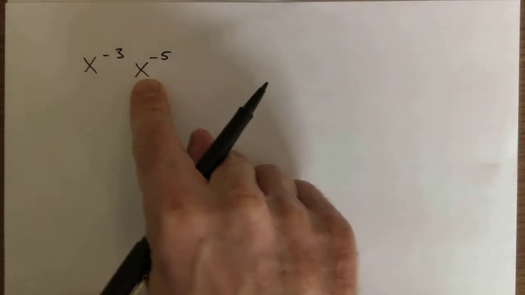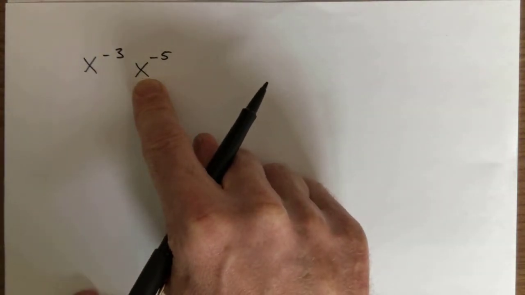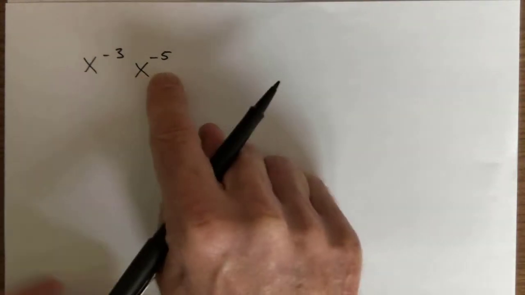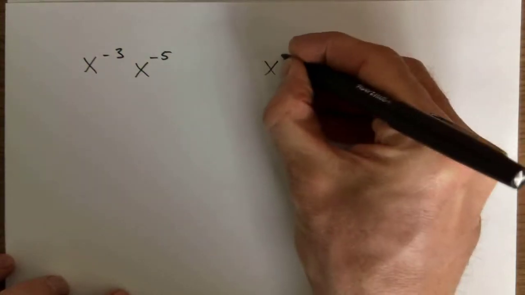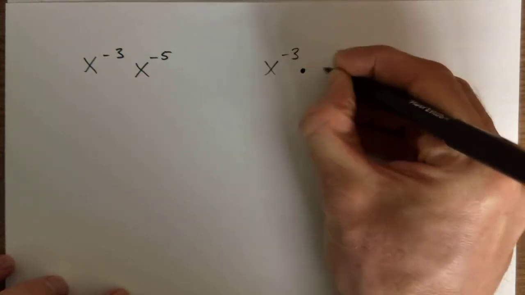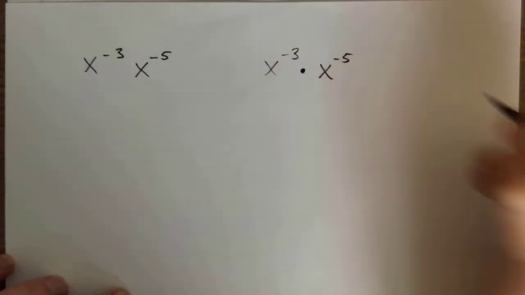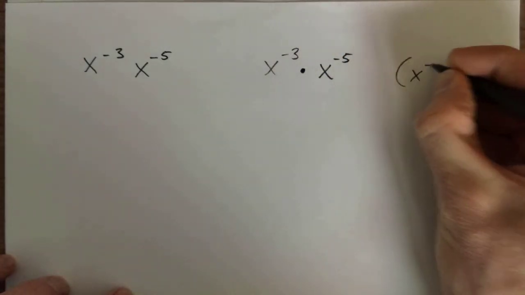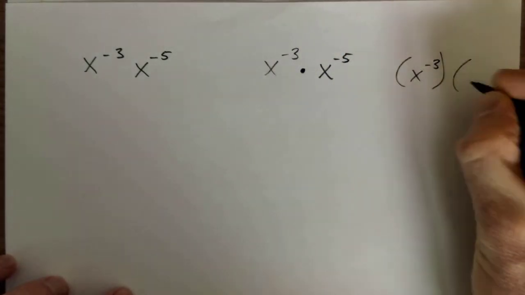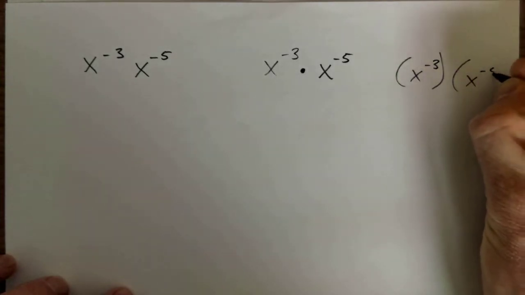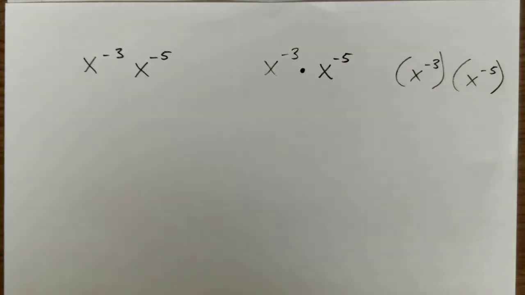Alrighty, so we've got x to the power of negative 3 written beside x to the power of negative 5. Now that actually means that these things are being multiplied. They could have written it this way, x to the negative 3 with a multiplication dot times x to the negative 5, or with parentheses. And all three ways mean multiply. So letters beside, so these are being multiplied. So that's the first thing to understand.